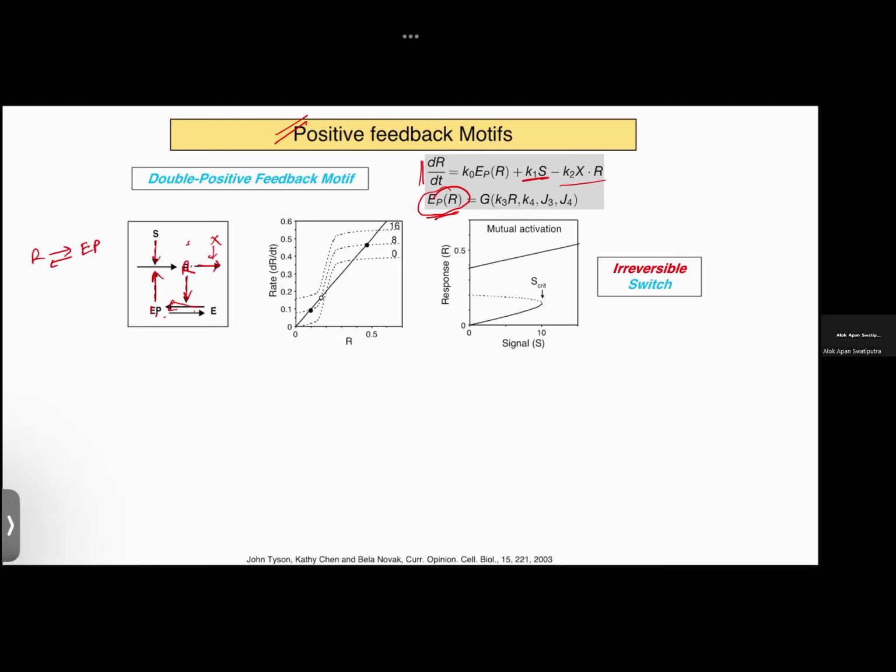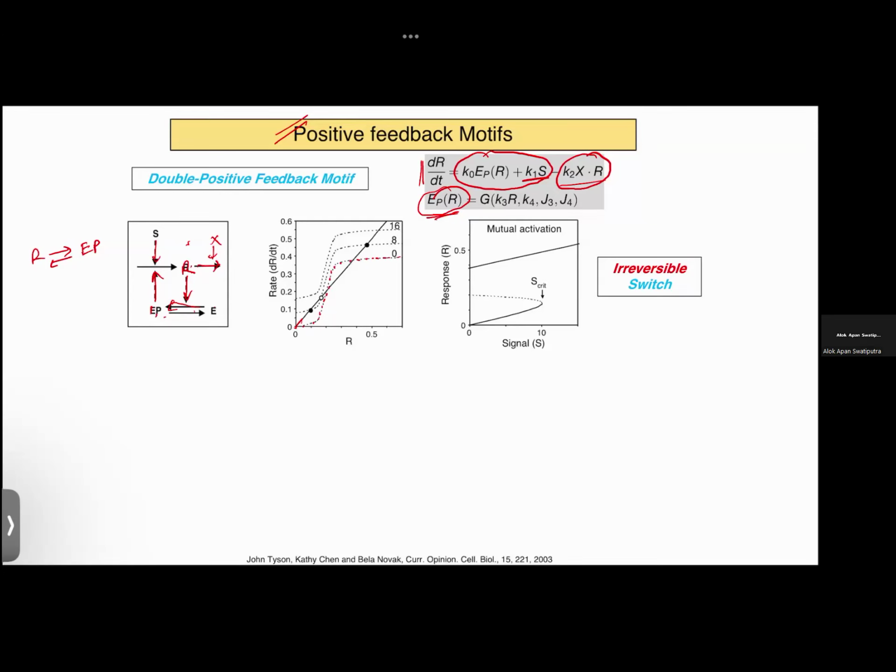Makes sense? Now, again, we do the same sort of plot. If I want to plot dR/dt as a function of R, if I plot this k2 times R term, it will be this linear solid black line. If I take this entire term, which is k1 S plus your Goldbeter function, the Goldbeter function is sigmoidal. Okay? So, if you have S equal to 0, it is something like this.